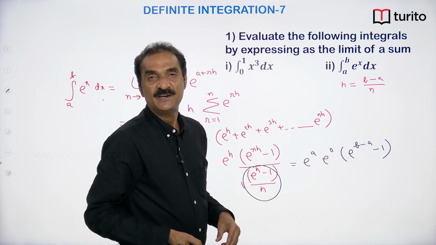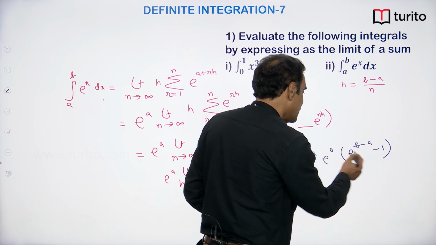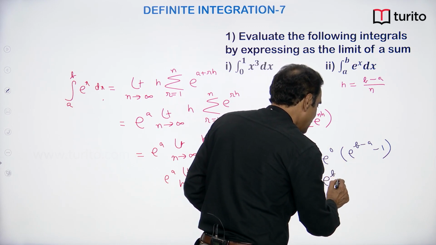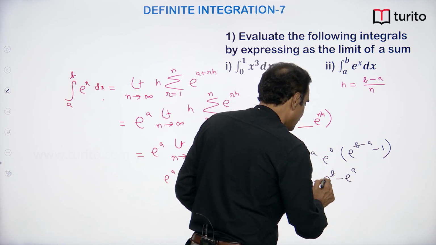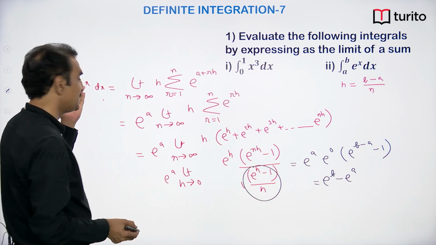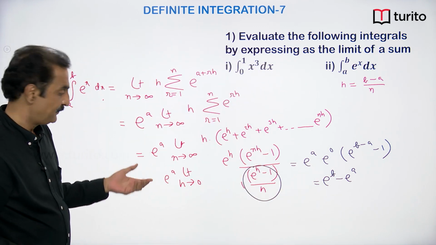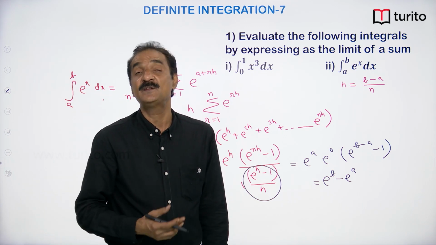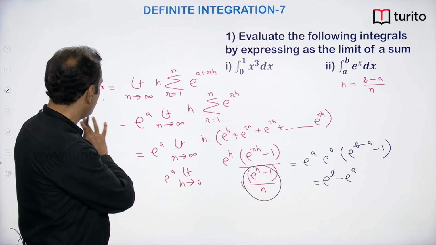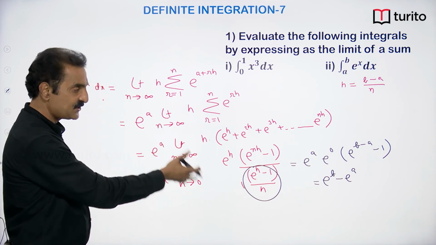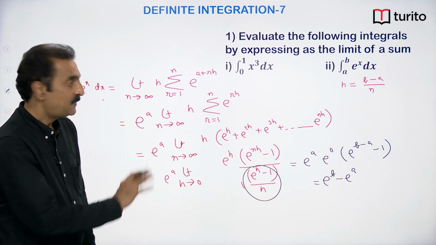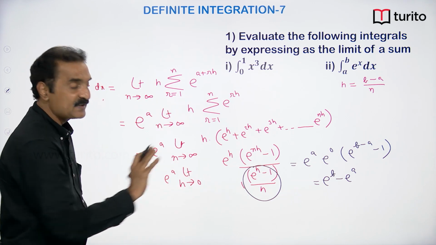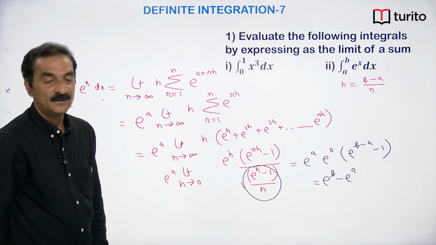Taking e power a inside, e power 0 is 1, taking e power a inside, you will get e power b minus e power a. And you know that this definite integral is e power b minus e power a. So this is the method of finding the definite integral using the limit of a sum. Here we have not used the formula of integration anywhere. By expressing as the limit of a sum, we calculated the value of the definite integral.